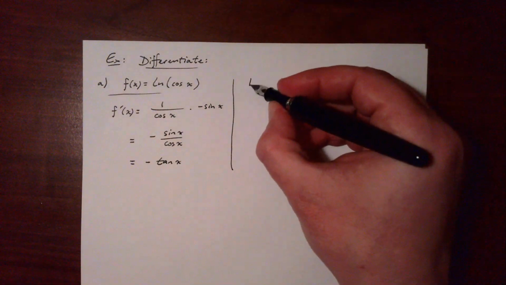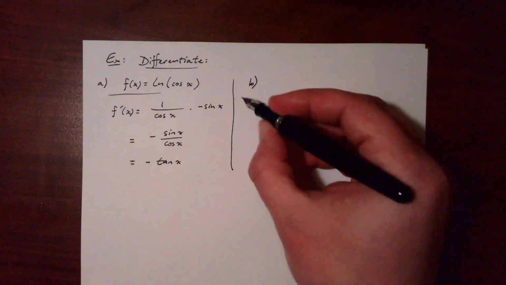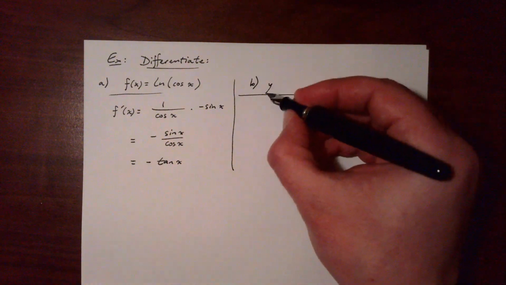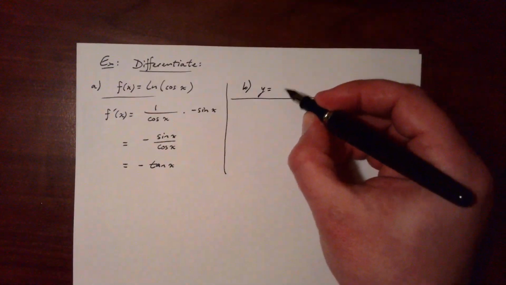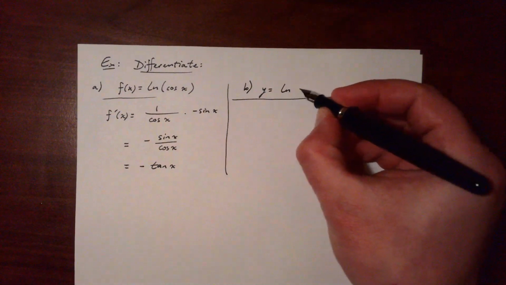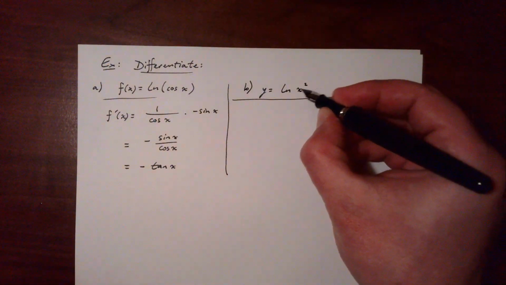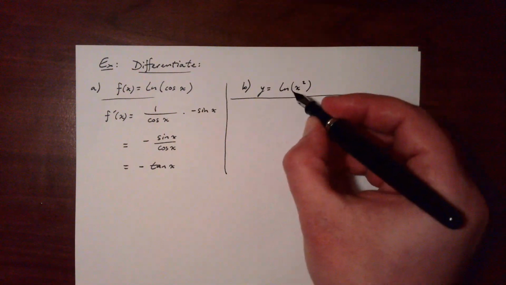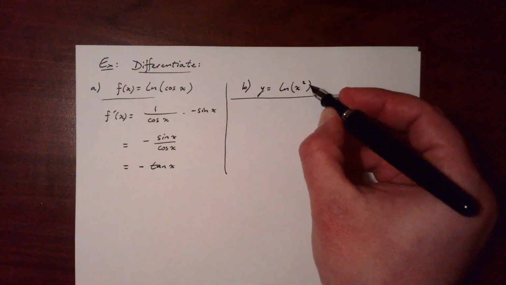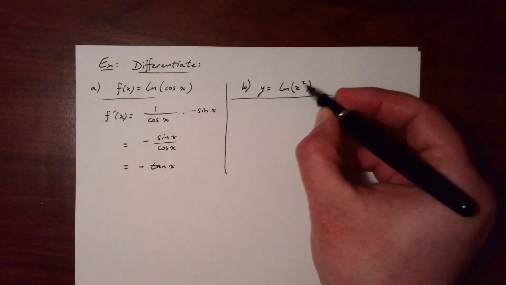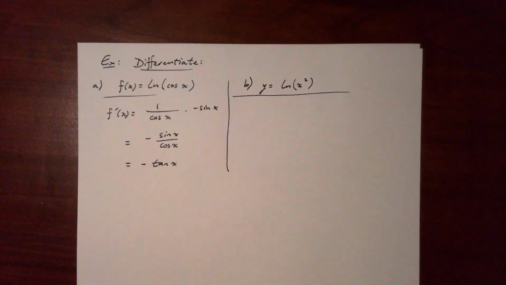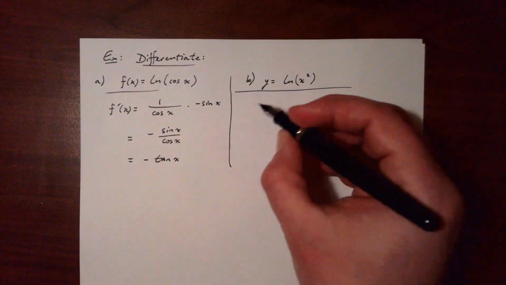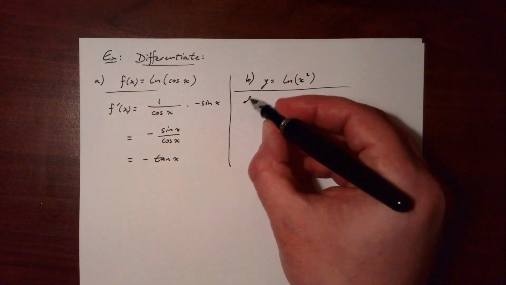How about something like this? B. What if we have y equals, let's say, the natural log of x squared? And by the way, even if these parentheses weren't written here, it would still mean the same thing. The square just by default applies to whatever is next to it. Okay, so now what's the derivative of this?